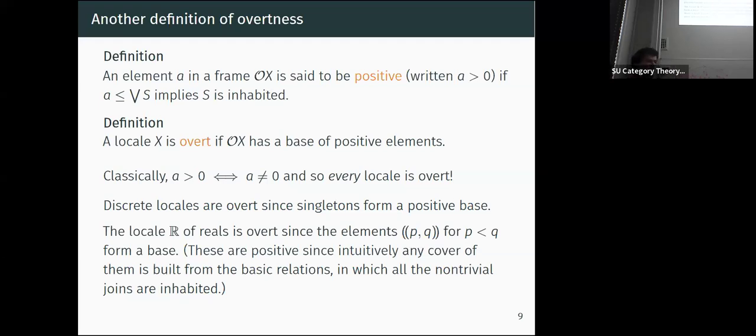So the reals are also overt. The reals don't have to be spatial constructively. This is kind of a new example that I haven't told you about before, but they are still always overt. Sorry, reals don't have to be spatial? Yeah. Okay. I'll talk a bit more about that later.